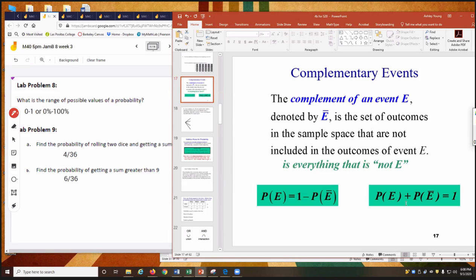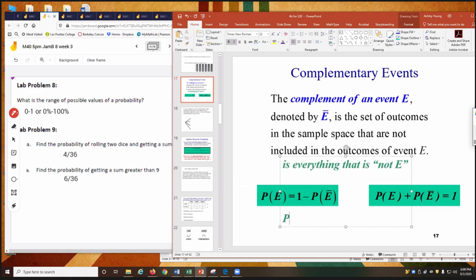Right. So if I added the probability of E plus its complement, I better get 1 or 100%, because remember, this is like that problem we had on our quiz. Either you're in this group, or this is the rest of it. So if I add the probability of one plus the probability of the rest of it, it better equal 100%, everything. So we can also subtract them. For example, let me go ahead and give you this right here.